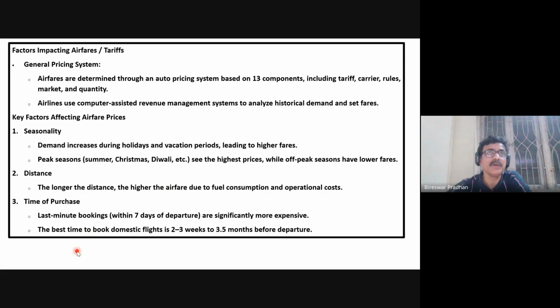Time of purchase. Last minute booking within 7 days of departure is significantly more expensive. The best time for booking a domestic flight is 2 to 3 weeks, or for international 3 to 5 months, before departure. So it will be cheaper for that.